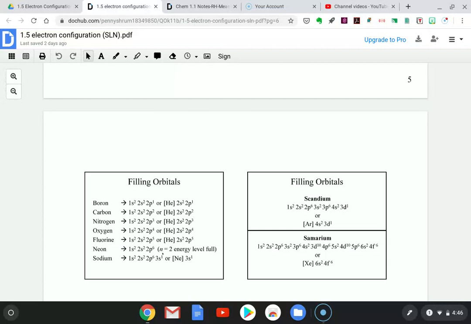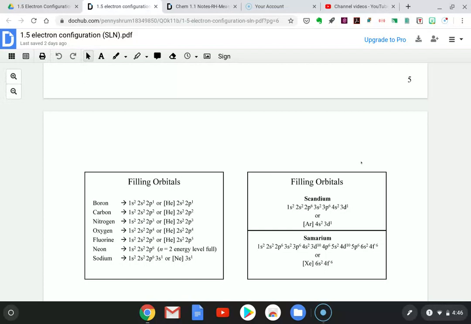And again, with neon, the second energy level is full. And so we don't use noble gas configuration for a noble gas, for obvious reasons. So for sodium, now our noble gas is the noble gas in the row before, which would be the second row. It would be neon in this case, and then we would just have to include anything with a quantum number of 3, in this case 3s1.